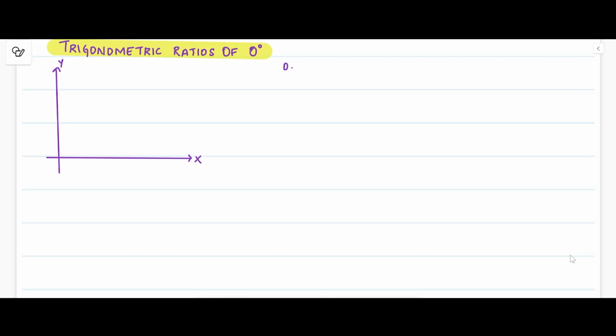That is, it may be 0.00001 degrees, or it may be 0.00009 degrees, or 0.0003 degrees, or it may be anything, but it will be almost equal to 0. So for that, we should first draw a 0 degree right angled triangle.